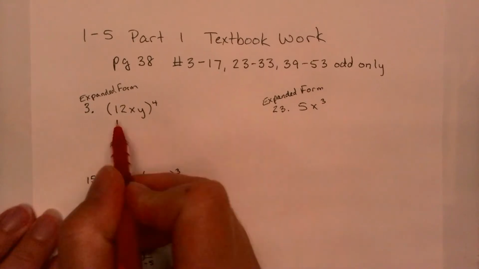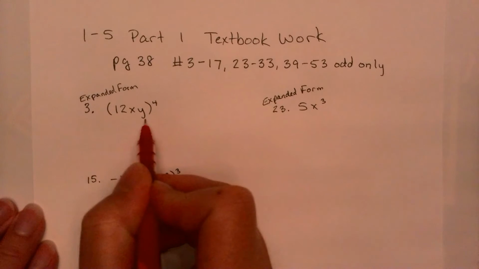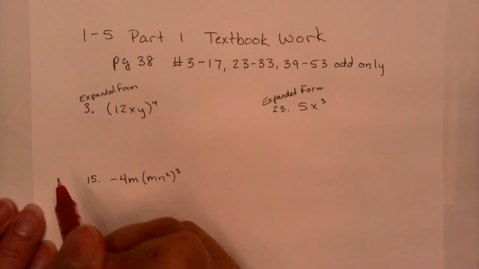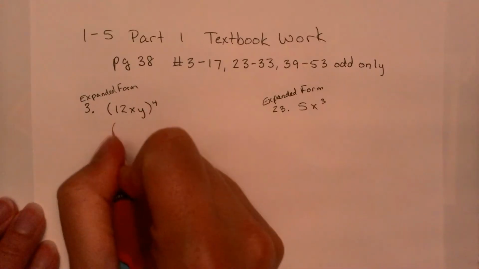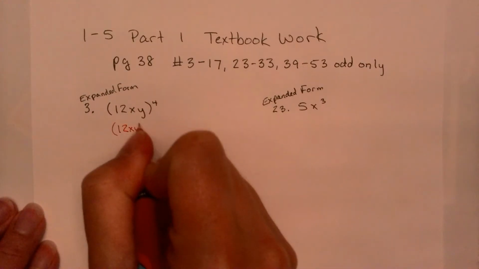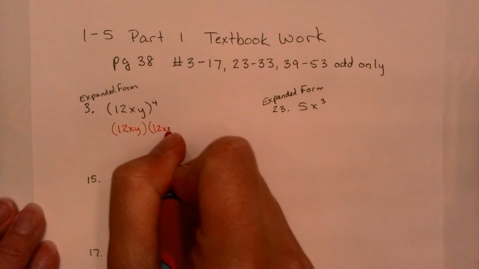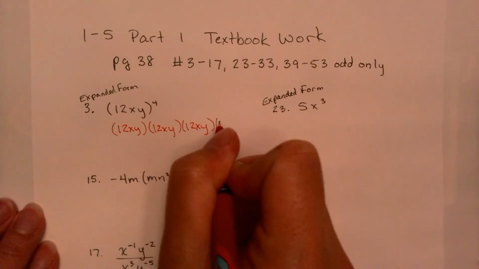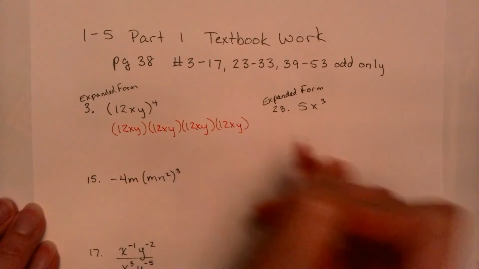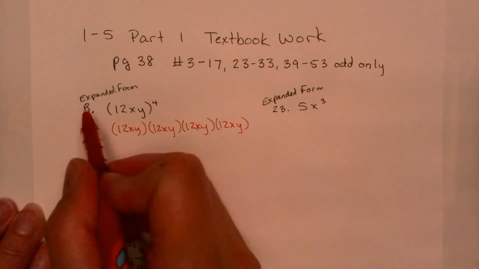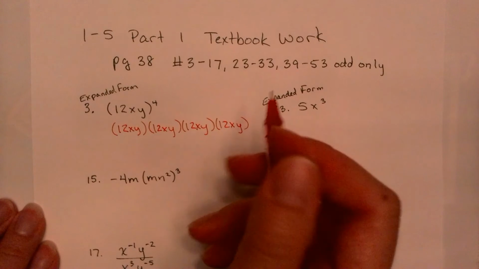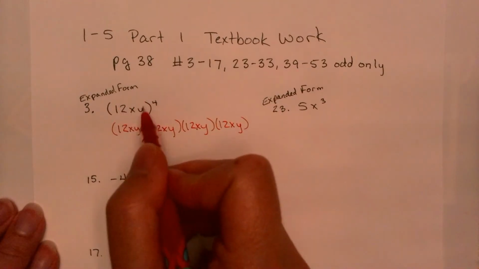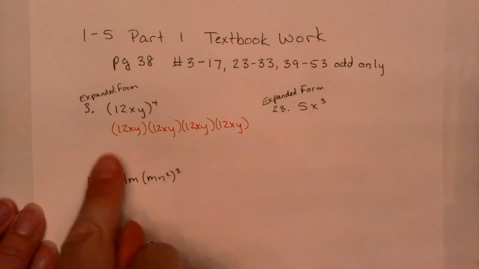So I have 12xy all in parentheses to the power of 4, and the directions on number 3 said to write it in expanded form. So expanded form, I would actually write out 12xy 4 times. 12xy, 12xy, 12xy, and one more. And that's all I had to do. It didn't ask to simplify it, it just said write it in expanded form. Alright? Otherwise, I could distribute this and make it 12 to the 4th, x to the 4th, and y to the 4th using my properties. But they want it expanded.